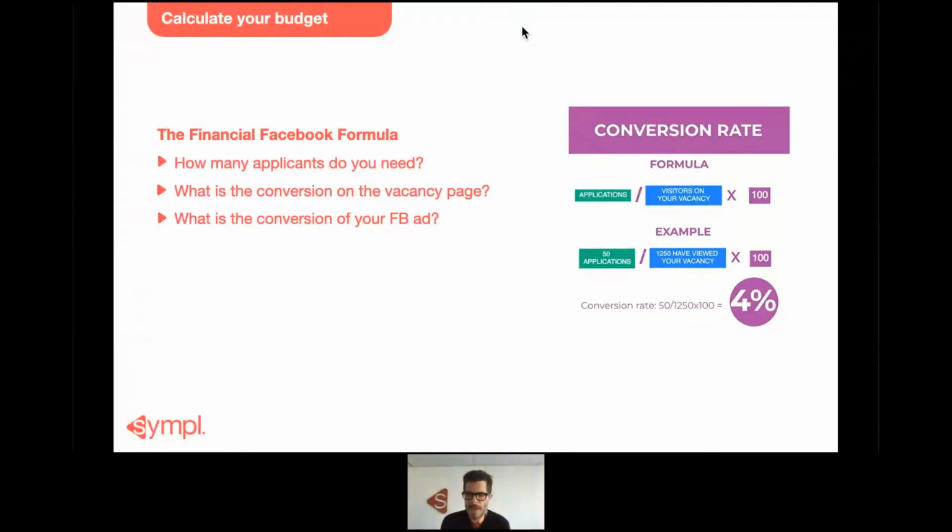Now, again, we've put this into a little formula. It's an Excel sheet which you can use to calculate your budget. We won't have time to show it live now, but send me a little email. My email is at the end of the presentation. Send me an email, and I'll more than happily send you the Excel file, and I will help you get a good understanding of how much money you will have to spend to get people applying for your vacancy. Sorry about that, I had to look for the word there.